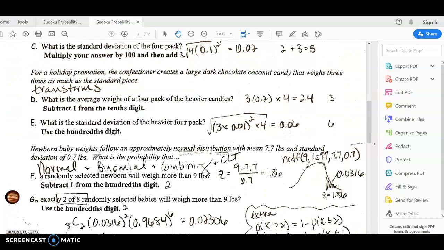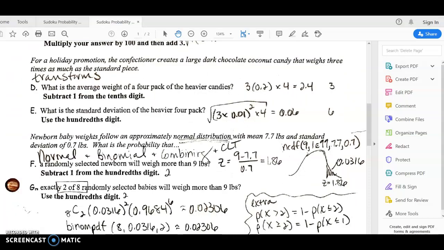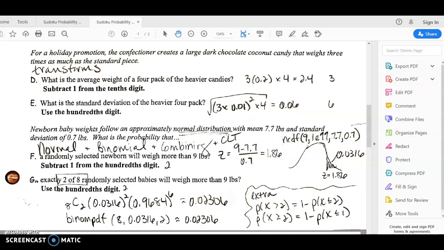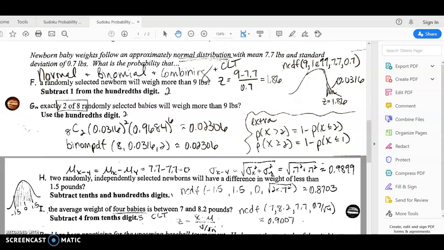And then D and E, we get to transformations. Just remembering what changes by what, since we were multiplying, it's 3 times as much. That multiplication affects both measures of center and measures of spread. So then here's where the calculator becomes a bit more useful. For part F, we're dealing with normal distributions, a mean of 7.7 pounds and a standard deviation of 0.7 pounds.